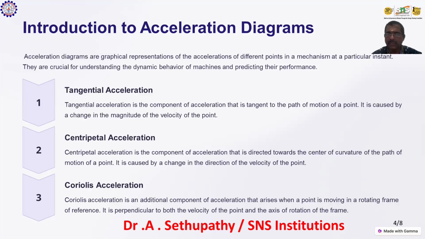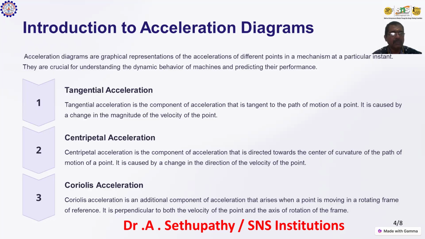So what is tangential acceleration? It is the component of acceleration that is tangent to the path of motion of a point contact. It is caused by the change in the magnitude of the velocity of the point. Then the centripetal acceleration is the component of acceleration that is directed towards the center of curvature of the path of motion of a point. It is caused by a change in the direction of velocity of a point.